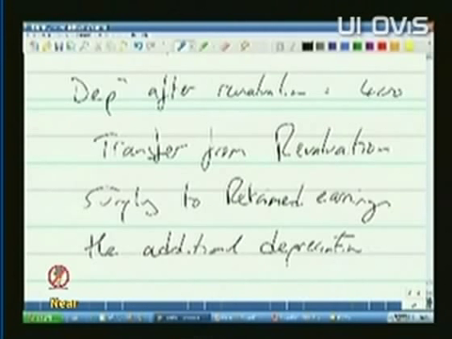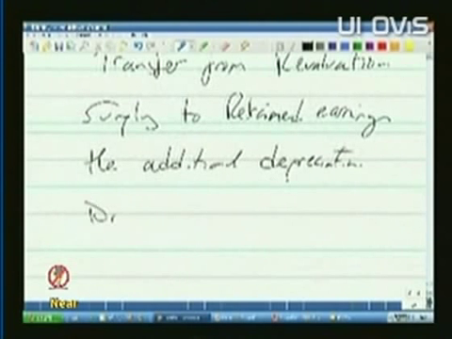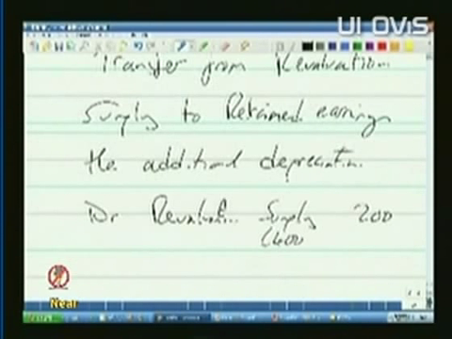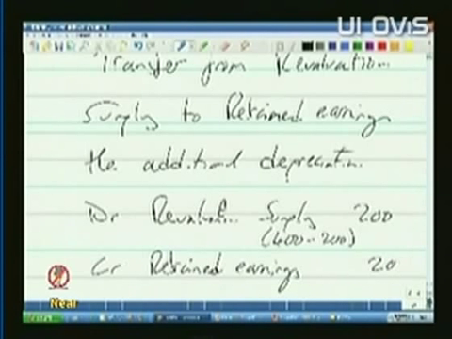So the revaluation reserve itself is going to reduce. So remember, I created the revaluation reserve at the end of year 1. We're now at the end of year 2, so therefore I'm going to go debit revaluation surplus 200, which is the excess, credit retained earnings. So I've still charged 200 more depreciation in my profit or loss, but I'm now transferring from the revaluation reserve into the retained earnings that extra 200. Okay?